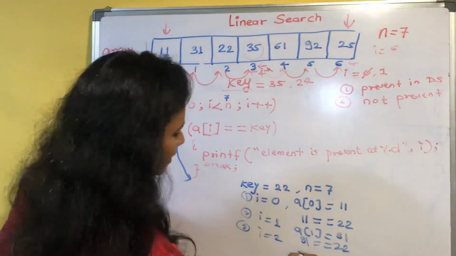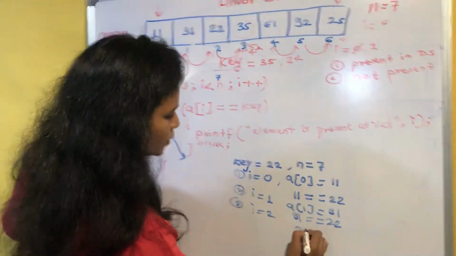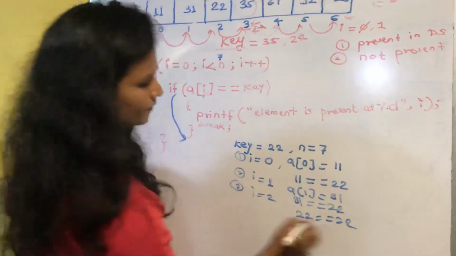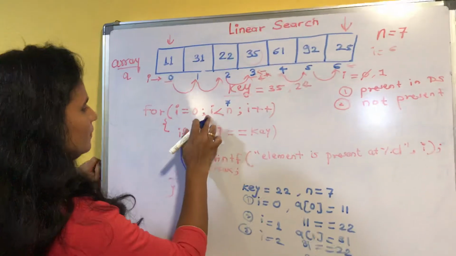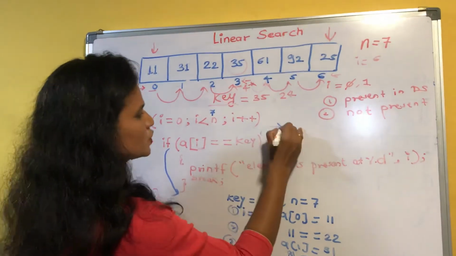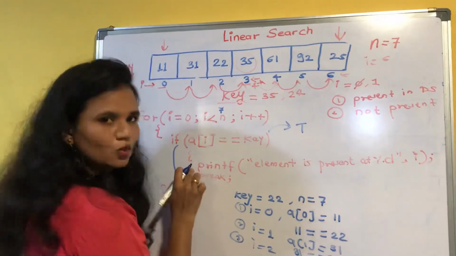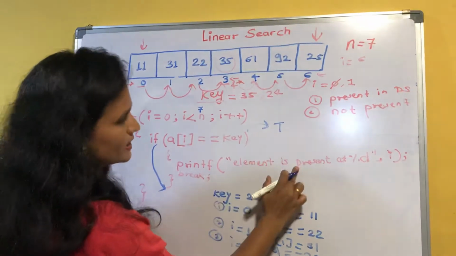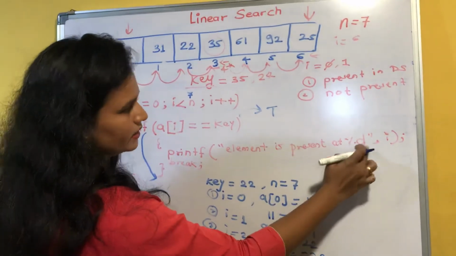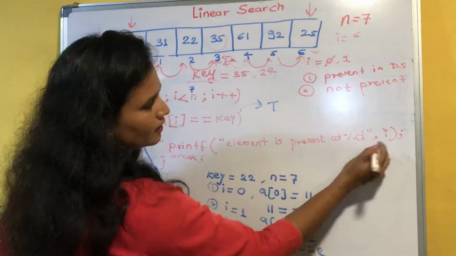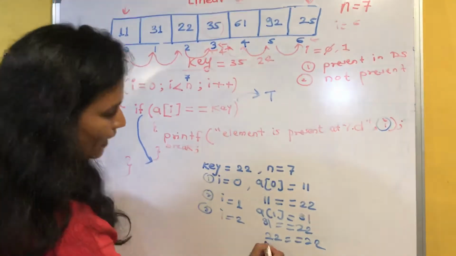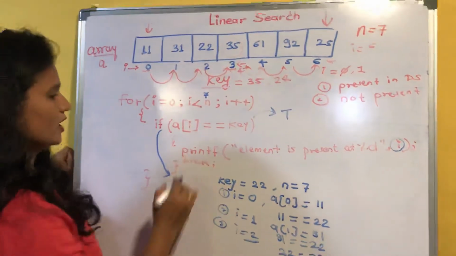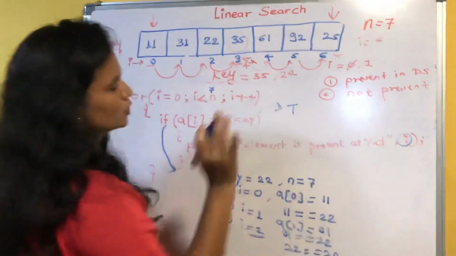Now here, a of 2 is 22 and your key element is 22, isn't it? So the condition becomes true and we'll go inside this if. Then the printf function will execute: element is present at %d, comma, i. What will print here? The value of i. What is the value of i here? 2. Okay, so element is present at 2.